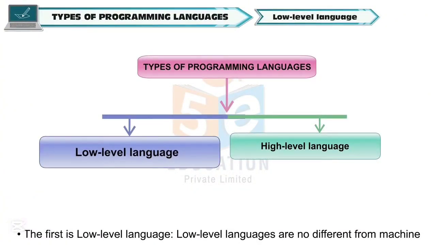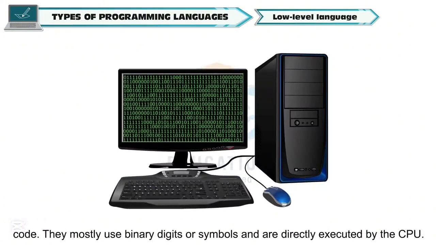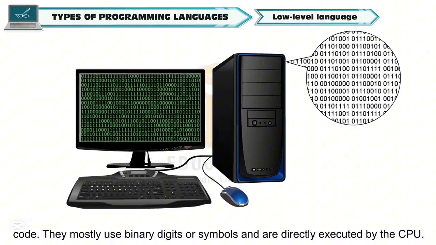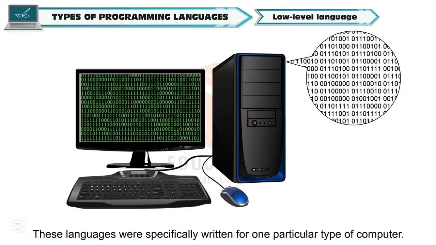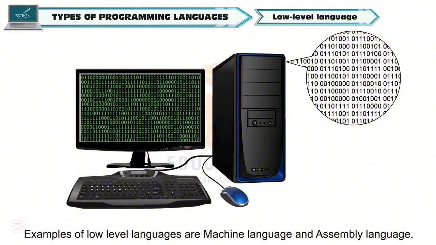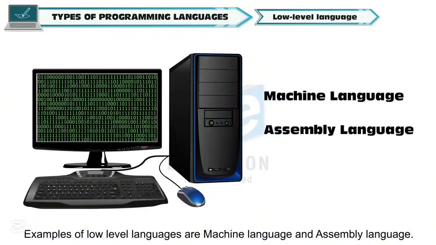The first is low-level language. Low-level languages are no different from machine code. They mostly use binary digits and are directly executed by the CPU. These languages were specifically written for one particular type of computer. Examples of low-level languages are machine language and assembly language.